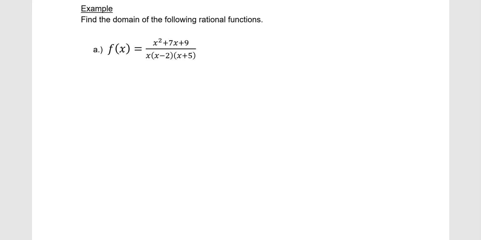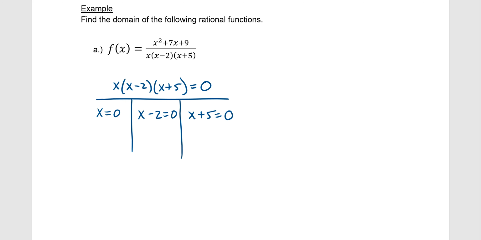So this first one, we have f of x equals x squared plus 7x plus 9 divided by x times x minus 2 times x plus 5. So the domain is going to be all real numbers except for when that denominator equals 0. So we have to set that denominator equal to 0 and solve. And since it's already factored for us, we can use the zero product property and say that if all three of these being multiplied together equals 0, then one of them has to be 0. So we set each factor equal to 0 and solve.